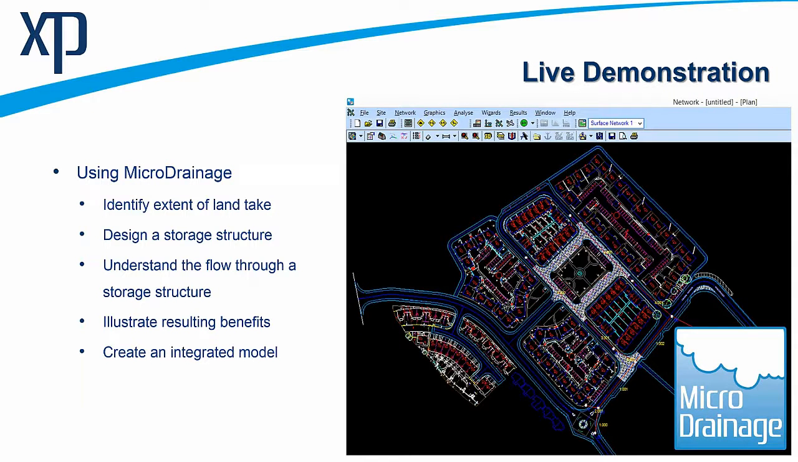So with all that in mind, I'll now give you a very quick demonstration of using MDSuDS and MicroDrainage. What I'd like to do is use MDSuDS in the first instance to identify the extent of that land take and the size of the structure based on those recommendations and guidance coming out of the latest SuDS manual. We'll look at how I've designed a storage structure and better understand the flow through the structure itself to illustrate those benefits of reduced peak runoffs, etc. And then after that, I can show you how to introduce that particular structure into your greater MicroDrainage model.